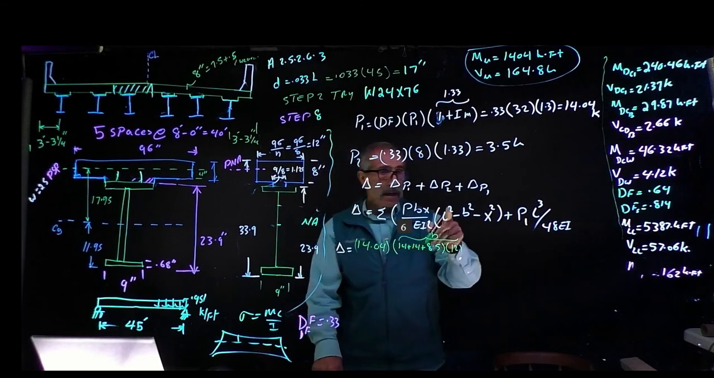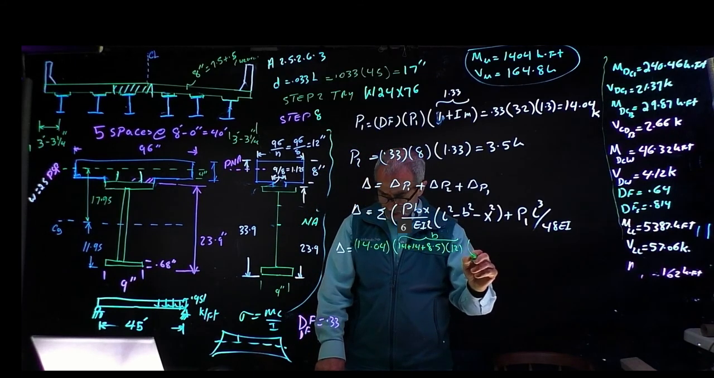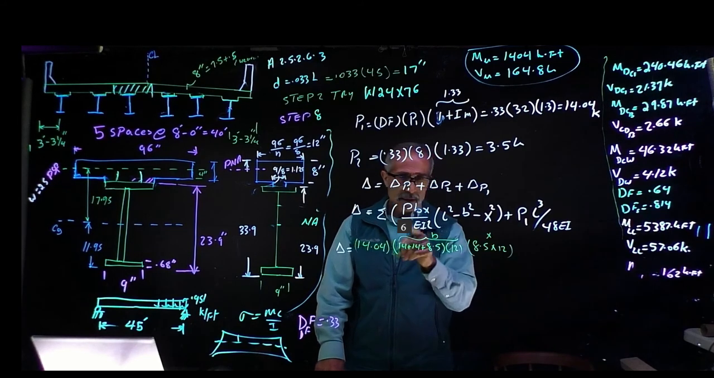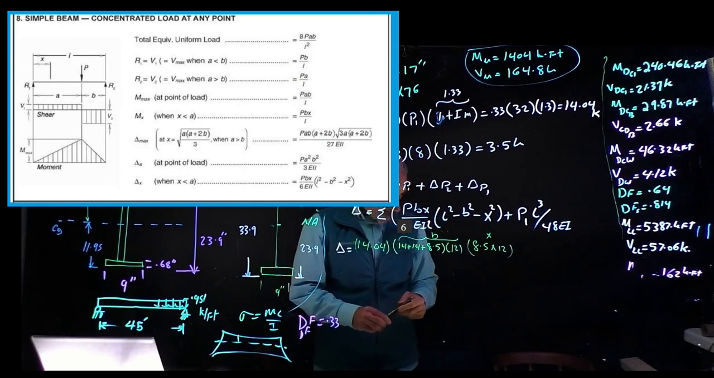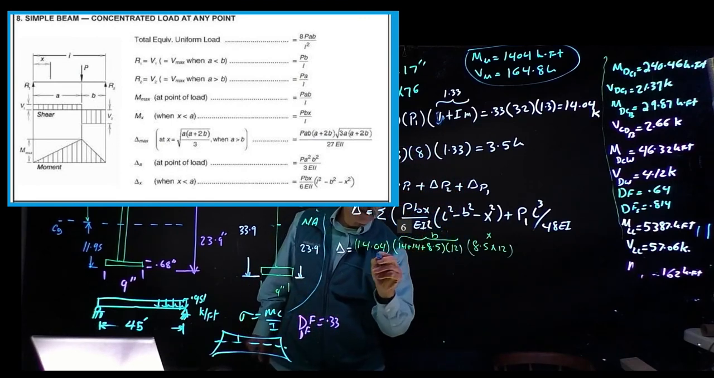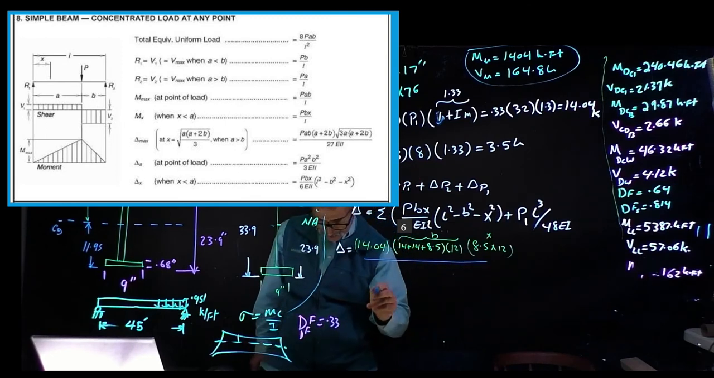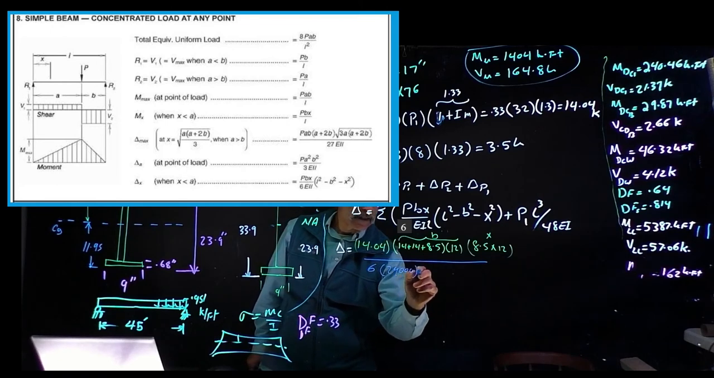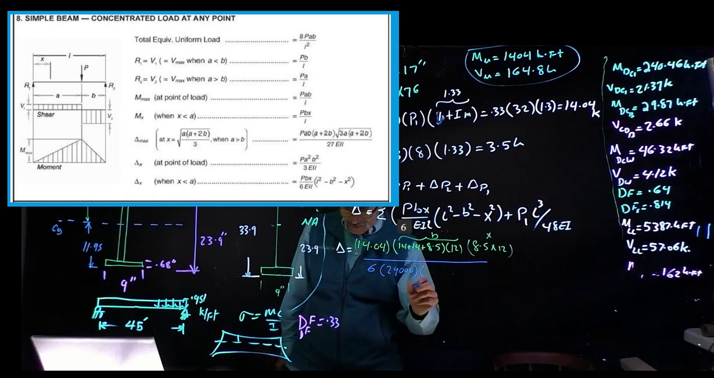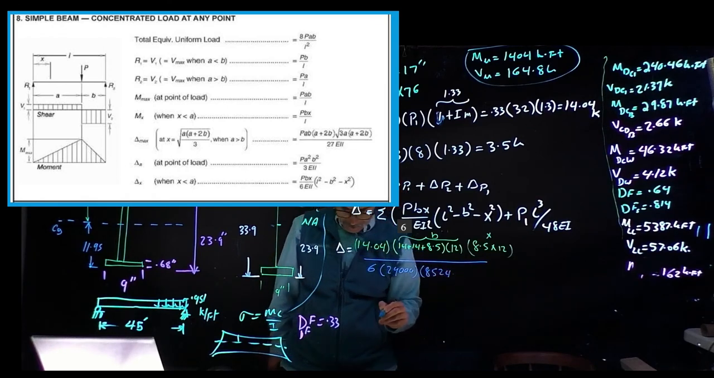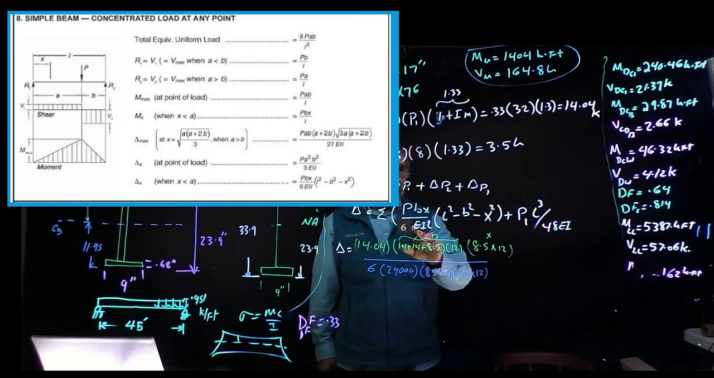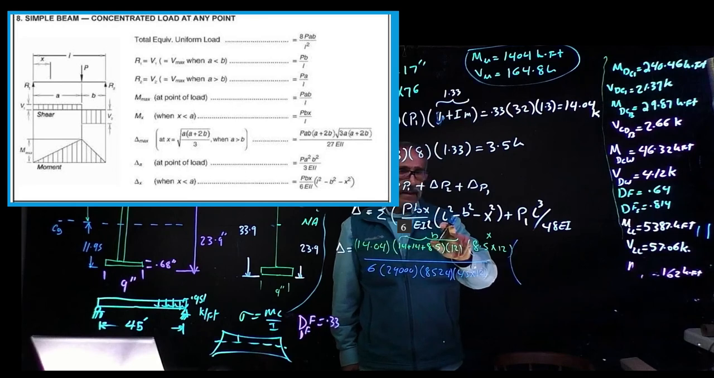And then times X. Our X is going to be 8.5 times 12, because we're going to convert to inches. So this is your X up here. And let's divide that by E, which was 6 in this case, 6 times 29,000 ksi, times I, which was 8524, times 45 feet, make it inches, times 12.